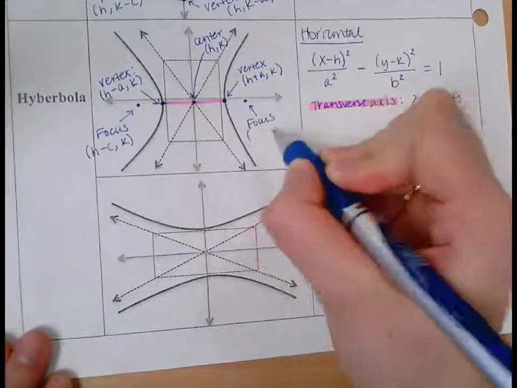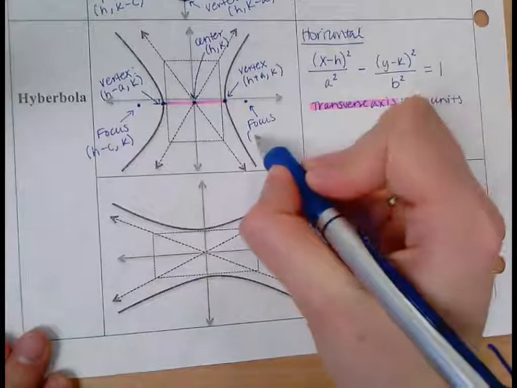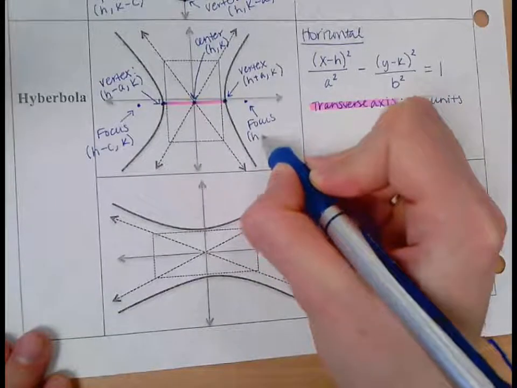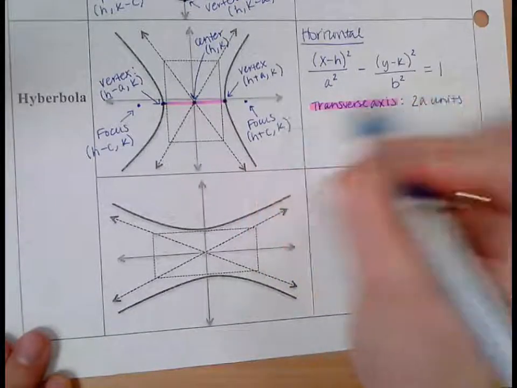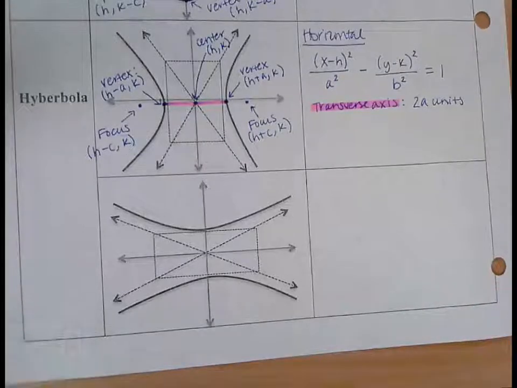Okay. The rightmost focus has x-coordinate h plus c and y-coordinate k. So c, just like for ellipses, is the distance from the center to either focus. And if it's horizontal, you go to the left c units and to the right c units to get your foci.